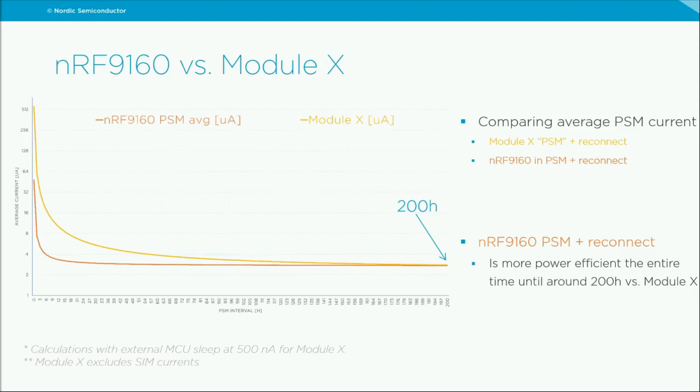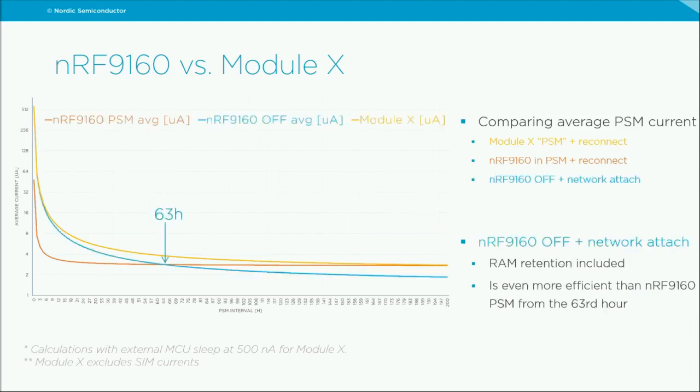If we also look into when the nRF9160 turns off its modem completely, we can see that it's even more efficient when we are sleeping for even a longer time. So around 63 hours in this example, it's more efficient than even the PSM mode in the nRF9160. In nRF9160 off mode, you need to do this network attach each time you wake up. However, we are including the RAM retention here.